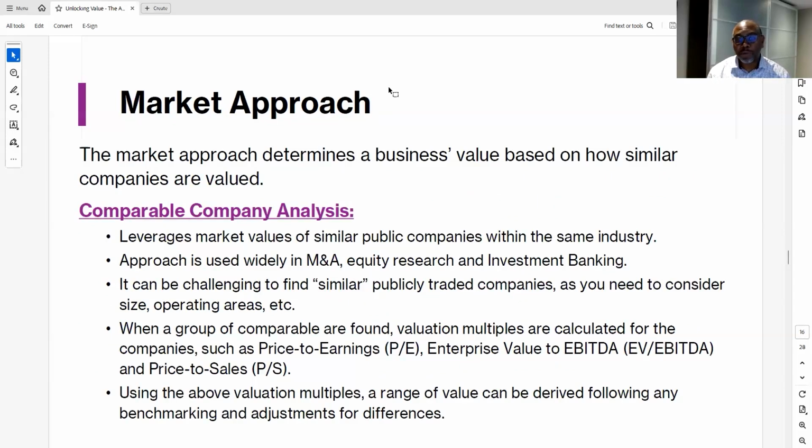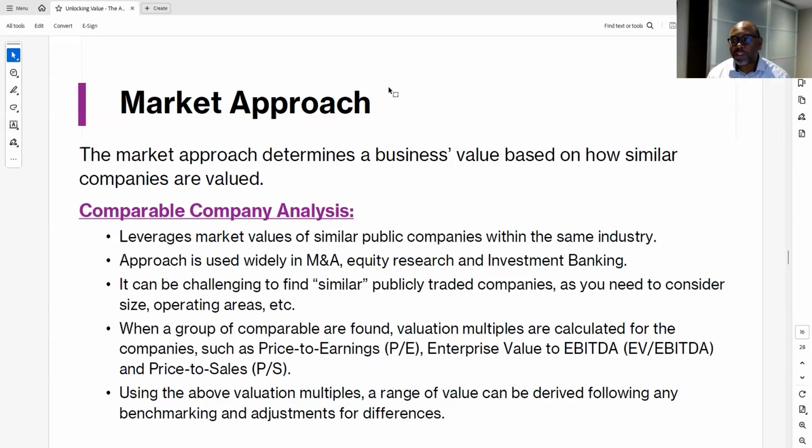With the market approach, we're really using a comparable company analysis. And there are two approaches: a comparable company analysis, and we'll look at precedent transactions. But from a comparable company analysis, we're leveraging market data. So we're looking at similar public companies in the same or similar industry. This approach is used a lot in M&A and investment banking.